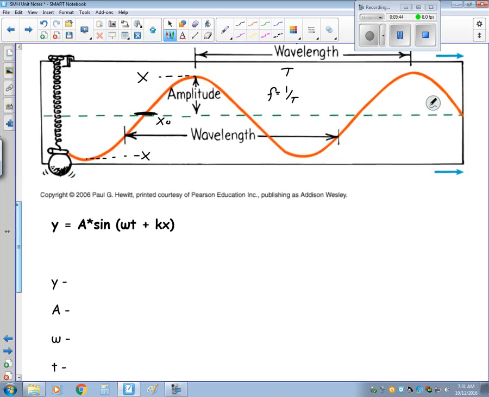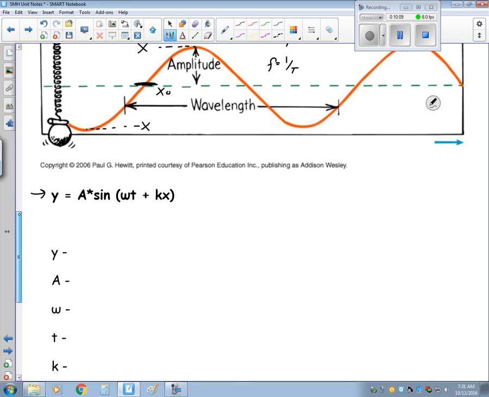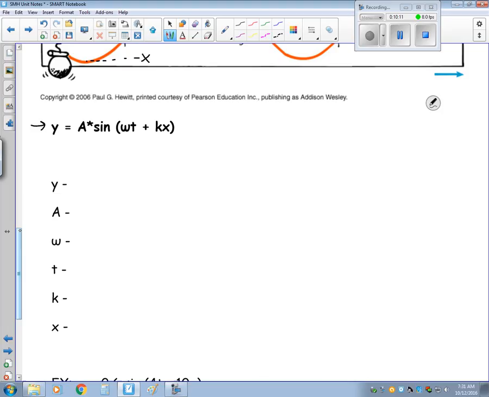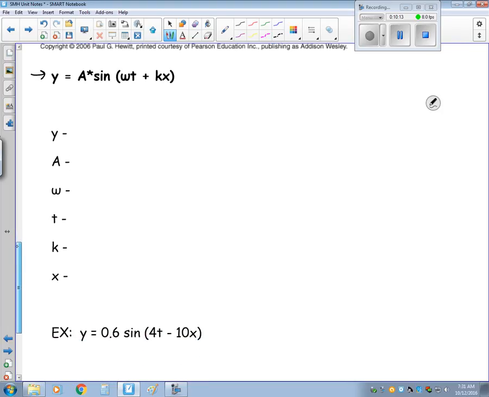Now, when we look at a sine wave like this, we can represent it with the formula A times sine, in parentheses, omega t plus kx. So this is like the general equation for a sine wave. And we can easily replace the sine with cosine, and it would be just as true. So let's take a look at what we have here for our general equation. And again, this can be used to model simple harmonic motion.